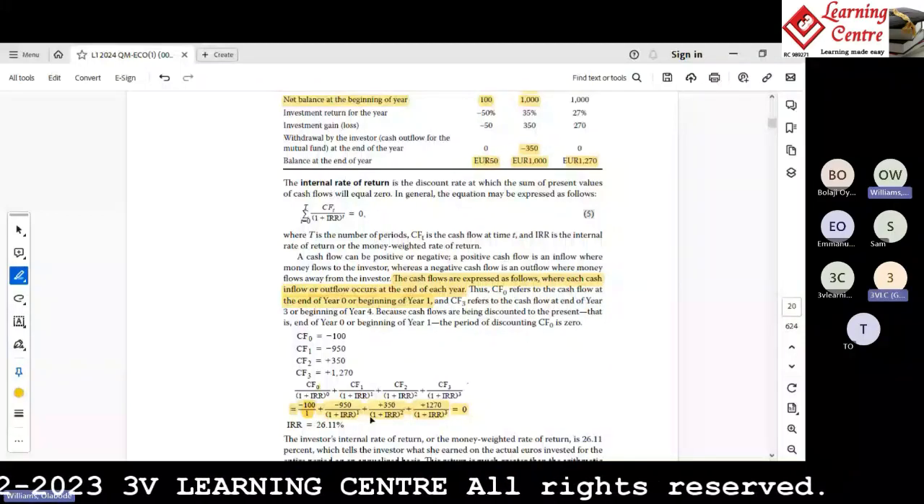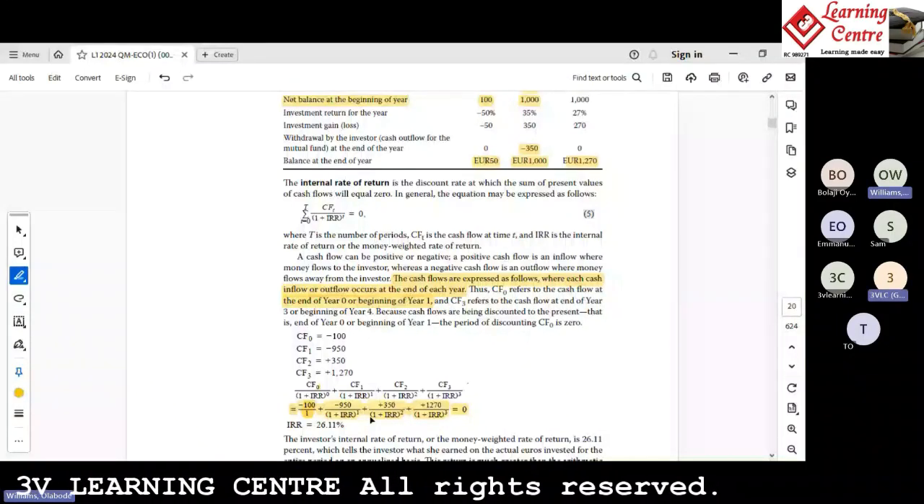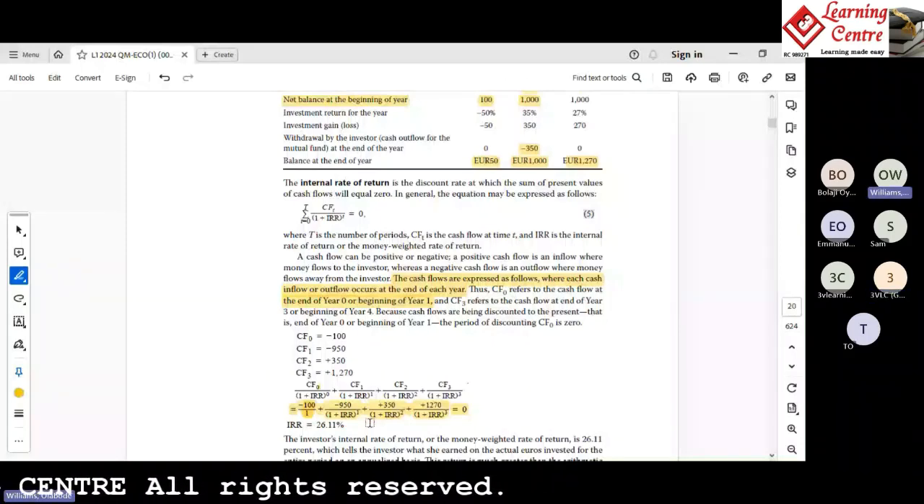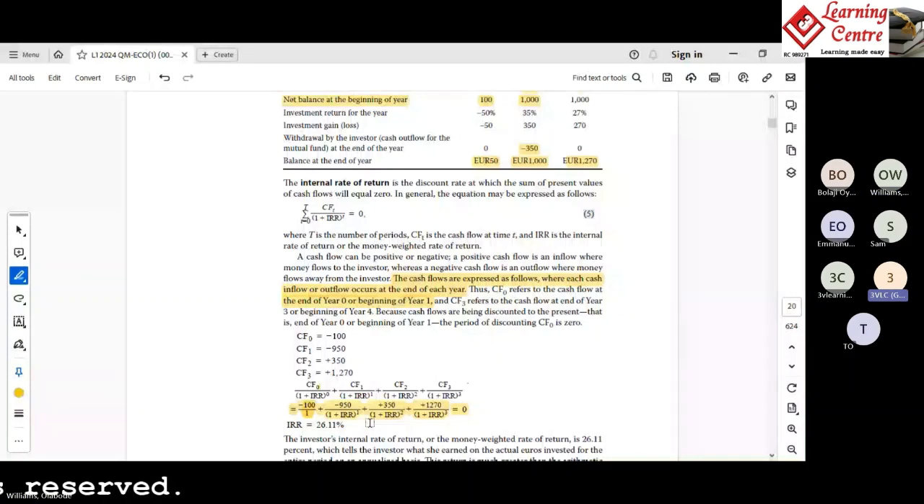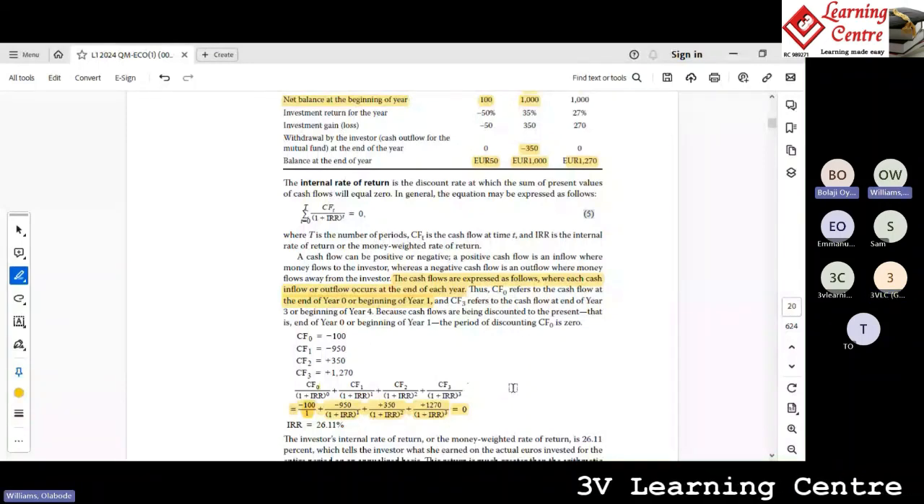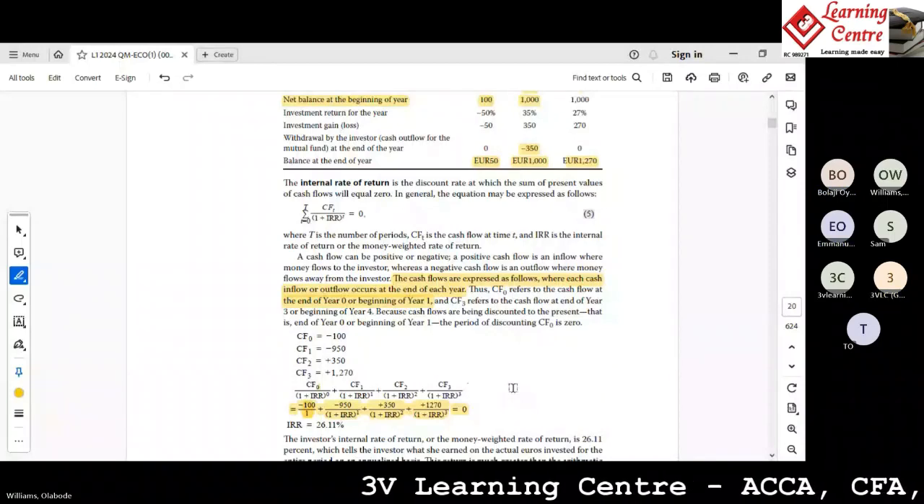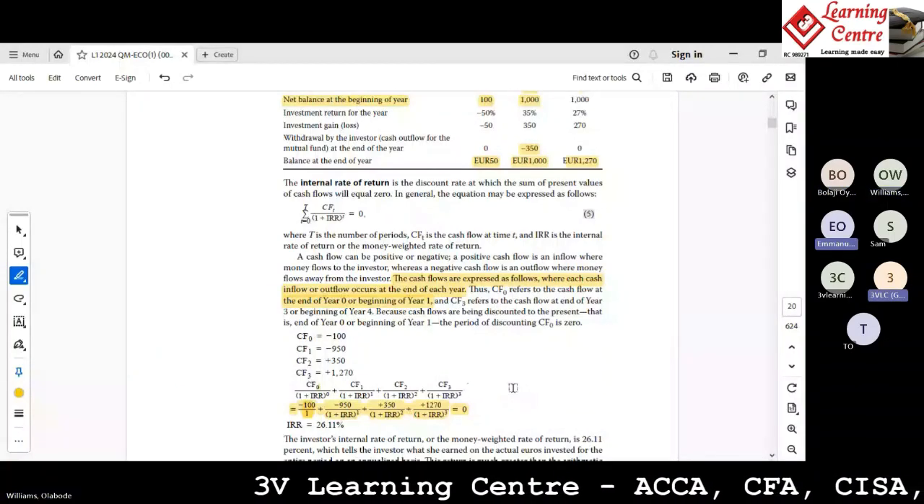Okay, let's do it together. I don't think the 30% result is correct. 1.30 raised to power 1 will still be 1.30. So the inverse of it multiplied by 950 is what? Just give me the figures. Minus 730. Okay.